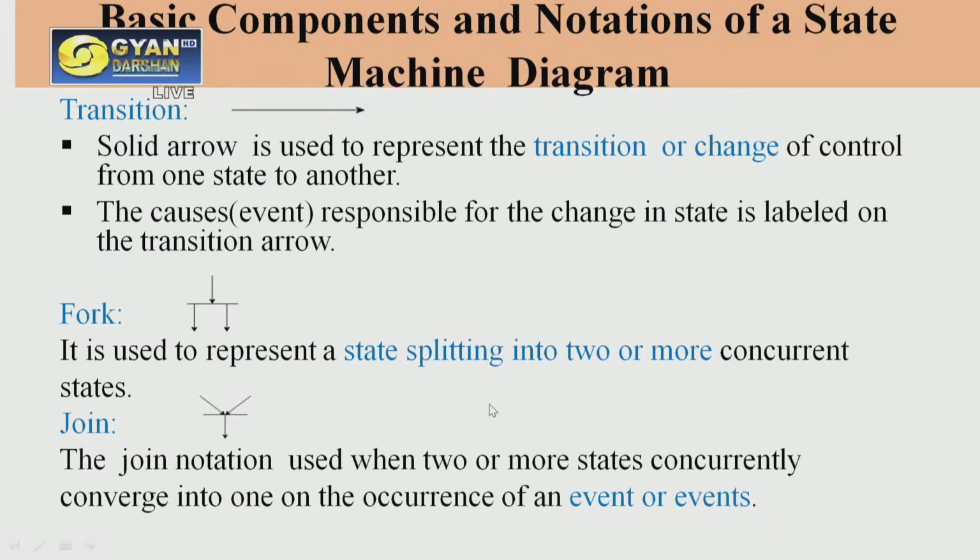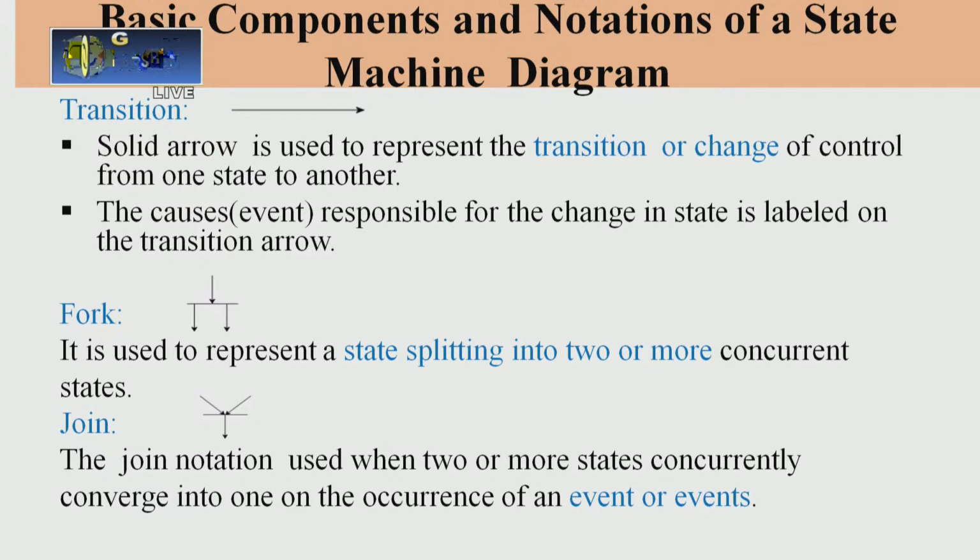One very important part of the state machine diagram is the transition. Transition shows movement from one event to another event, and we show it through an arrow, and on top of the arrow we label the cause of transition. Fork and join are also used.